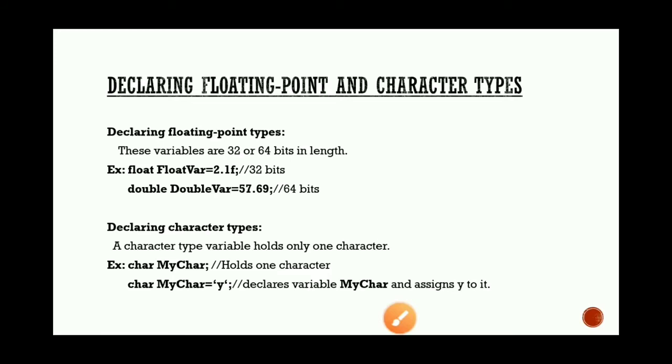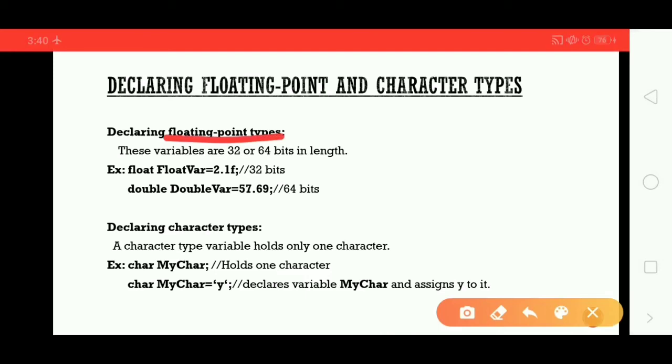Now declaring floating point and character types. Floating point variables are 32 or 64 bits in length. You can observe here the float is 32 bits, the double is 64 bits. In this line I am declaring a float type variable. Float var is my variable name, float is the type of my variable, and this is the value 2.1f, the value for my floating point variable.